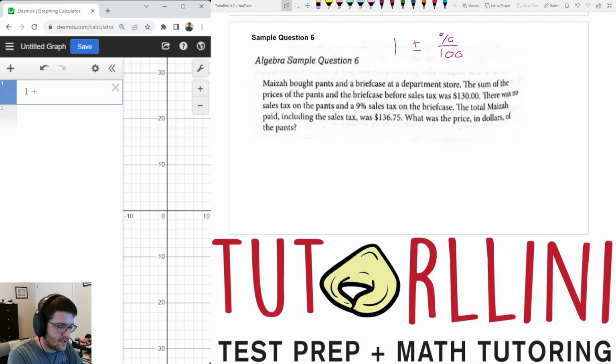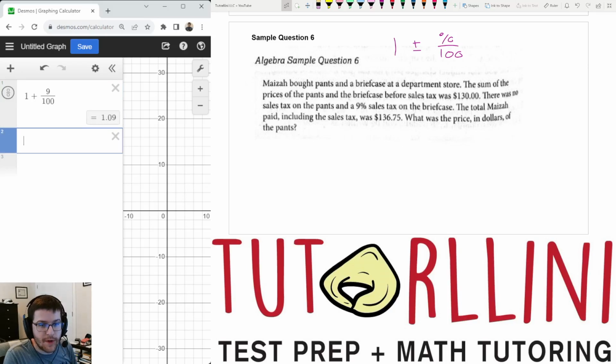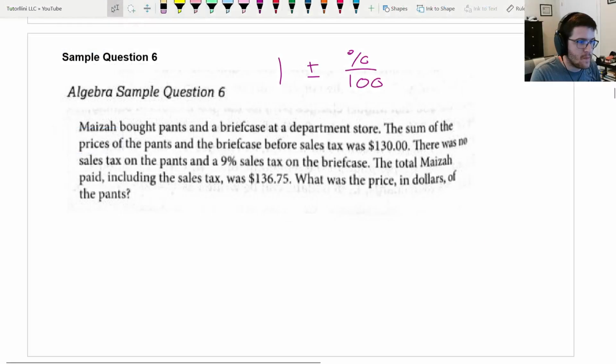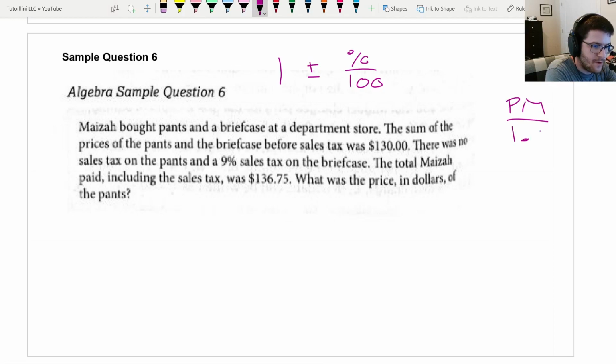So let's quickly figure out a 9% increase multiplier on our calculator. So 1 plus 9 divided by 100. That gives me 1.09. So that's going to be important. So we should write that down. So the percent multiplier is 1.09 for that sales tax.